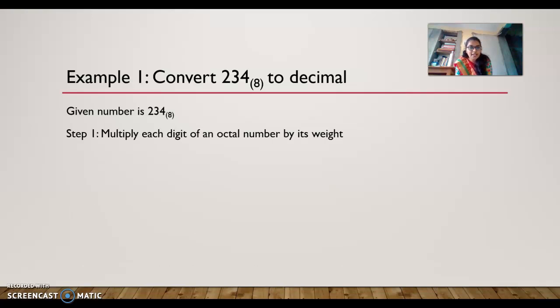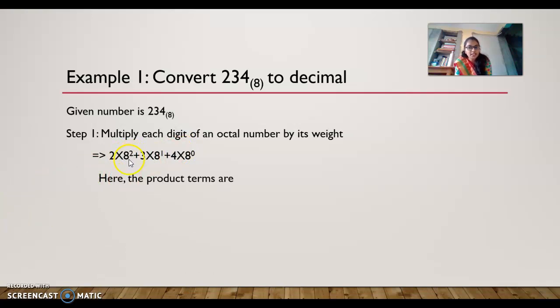First step is multiplying each digit of an octal number by its weight. Let us do it. While giving the weight, start from the LSB. Which is our LSB in this? Your rightmost digit, that is 4. So, start giving it: 4 into 8 to the power 0 plus 3 into 8 to the power 1 plus 2 into 8 to the power 2.